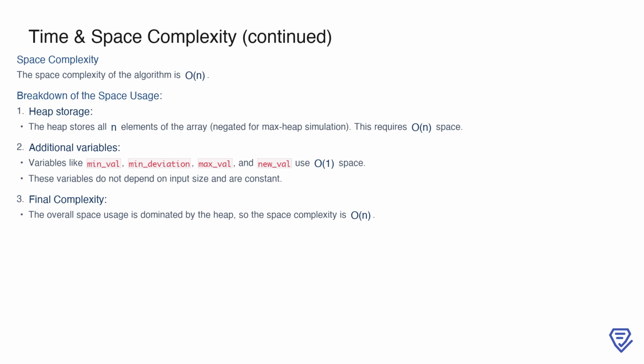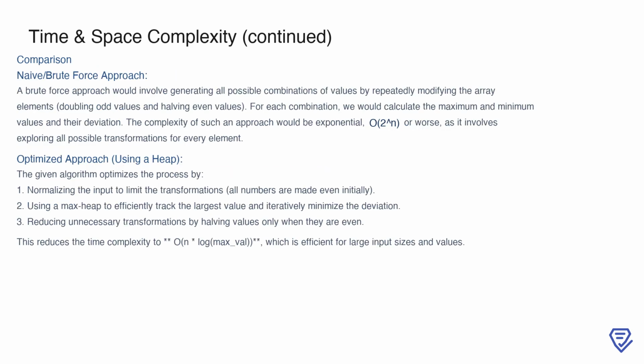O(n). A brute force approach to solving this problem would involve generating all possible combinations of values by repeatedly modifying the array elements. For each combination, we would calculate the maximum and minimum values and their deviation. However, this approach is computationally infeasible as it involves exploring every possible transformation for every element, leading to exponential complexity, 2 to the power of n, or worse.